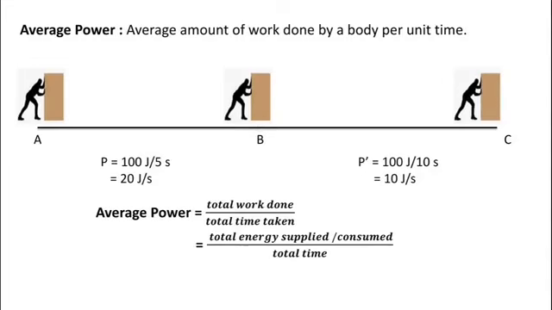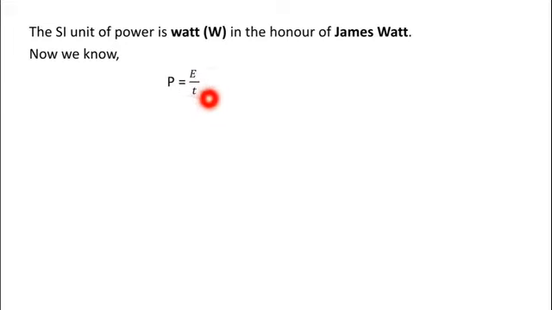Okay students, now we have understood about power. So it is important for us to know what is the SI unit of power. The SI unit of power is watt, which is represented by capital W, and this is given in honor of a scientist, James Watt. Again we have derived the expression for power as energy transferred, that is E divided by T.